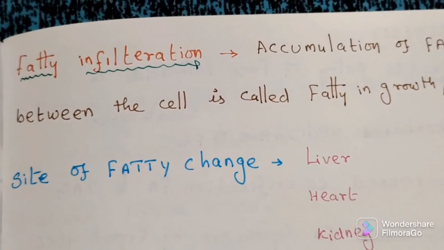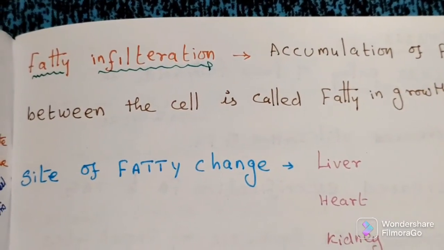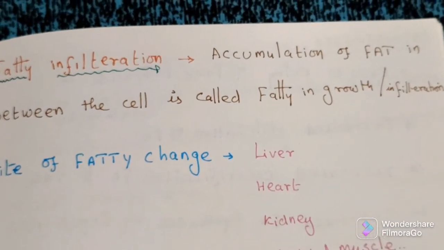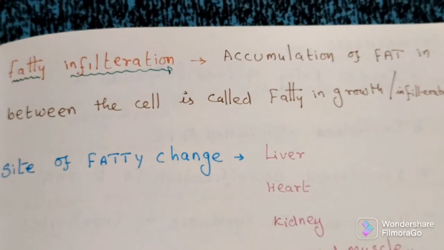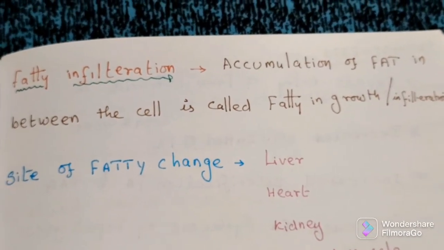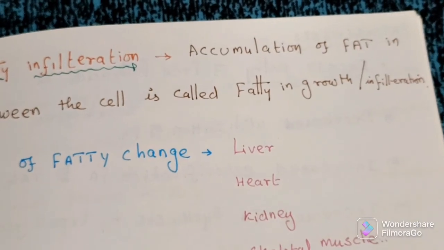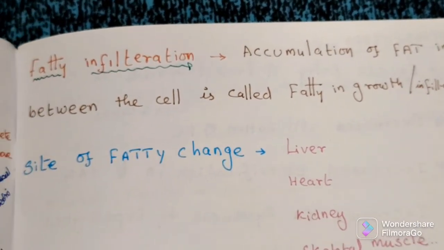Next, fatty infiltration. What is fatty infiltration or fatty ingrowth? Accumulation of fat in between the cells is called fatty ingrowth or fatty infiltration.